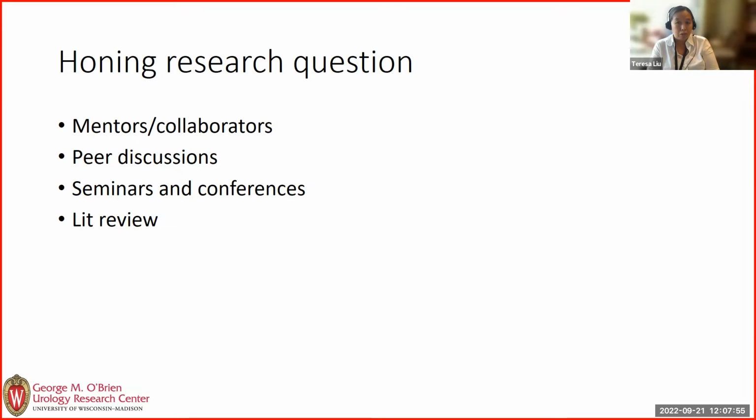Peer discussions have also been great. For me, I feel like I need to be able to talk out my ideas. I need to be able to process that with people, and I need input from others. And so at every institution that I've been at, I've sought out people who are in my career stage, sometimes further along than me. And it doesn't have to be anything formal.